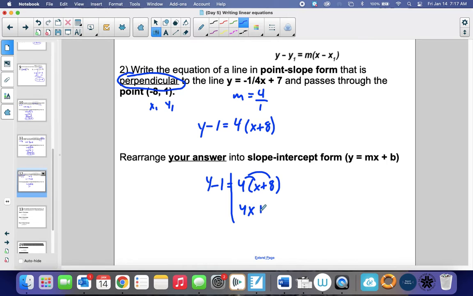So we've got 4x plus 32, y minus 1. Plus 1, plus 1. So your answer is y equals 4x plus 33.